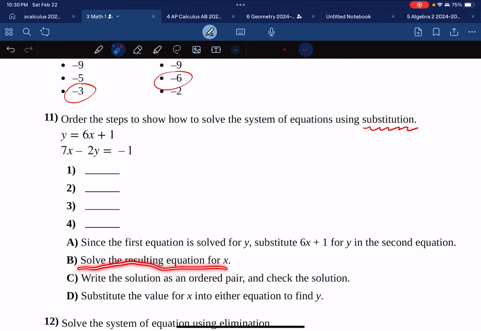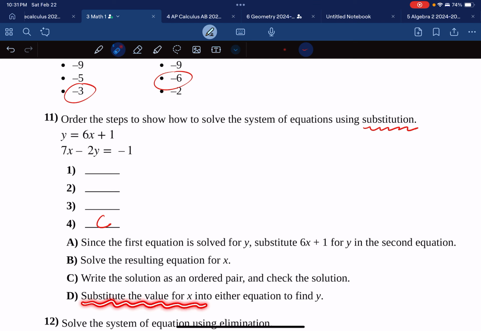Solve the resulting equation for x, which is exactly what I would do after I did my substitution. Write the solution. Okay, well, this is the solution. So this feels like the answer. And then check the solution. Okay, this has to go last. So I know for a fact C goes here because by now, if you wrote the solution and you checked your work, then you're done.